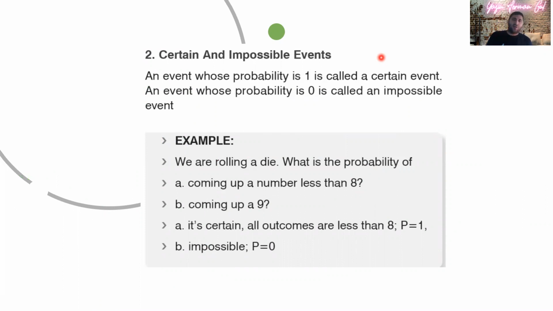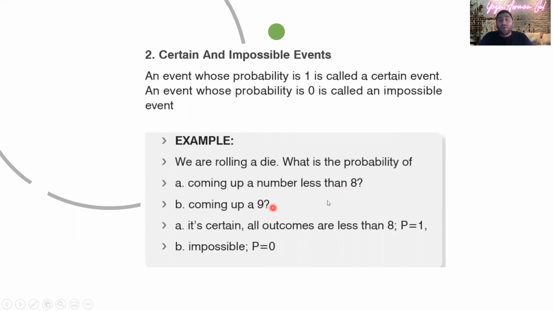So let's look at this example, what they say here. Say we are rolling a die, what is the probability that the number coming up is less than 8? If you notice, guys, the numbers on the die, they all are less than 8, because 1, 2, 3, 4, 5, 6. So this is certain, 100%. All numbers will be less than 8. Obviously, whatever number it stands on, it's less than 8. Right, so it's 100%.